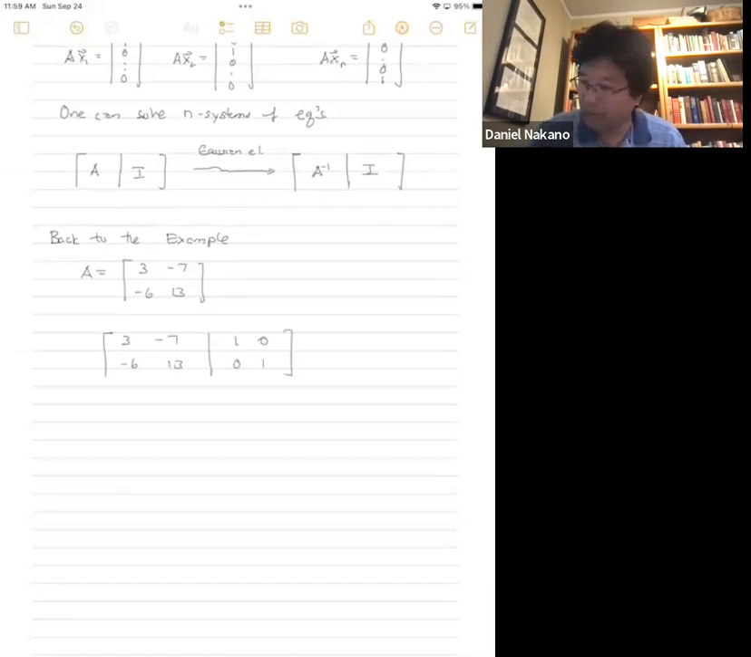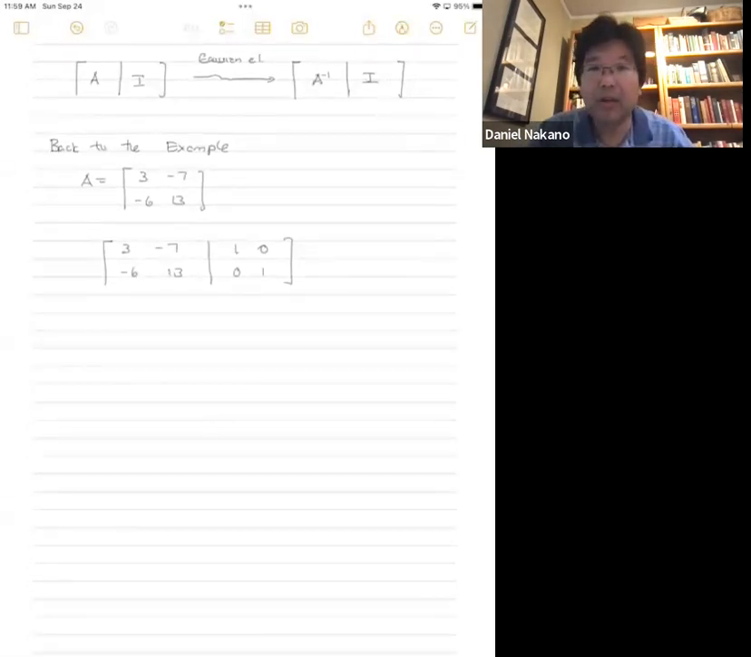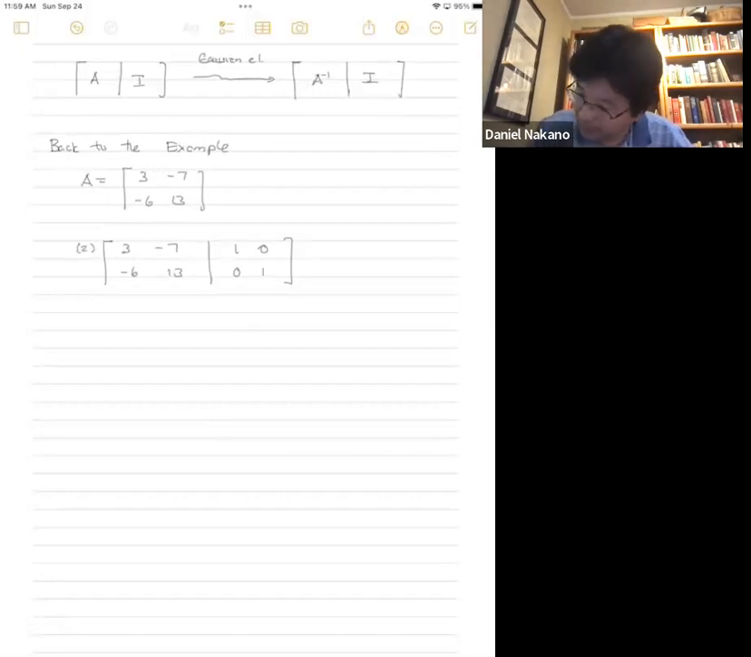Okay. So we're going to perform row operations. I have to knock out the minus 6, so I'm going to use 3 as a pivot. I'm going to multiply the first row by 2, add it to the second row, and put it in the second row. Okay, so let's do that.